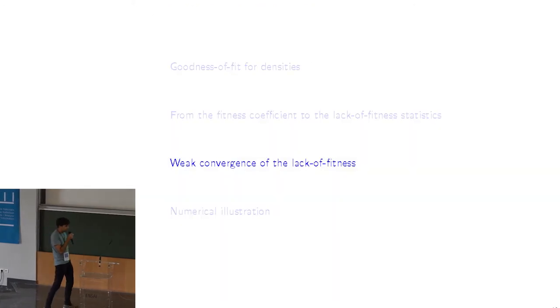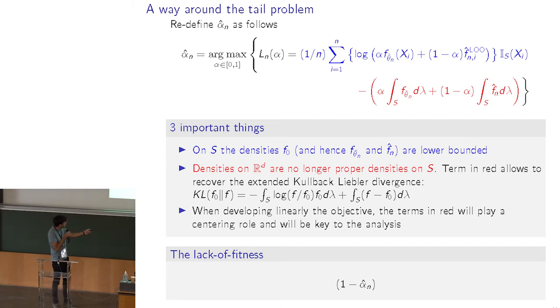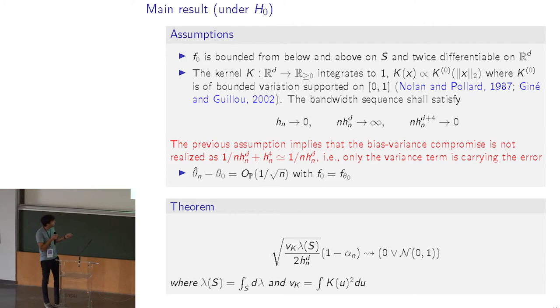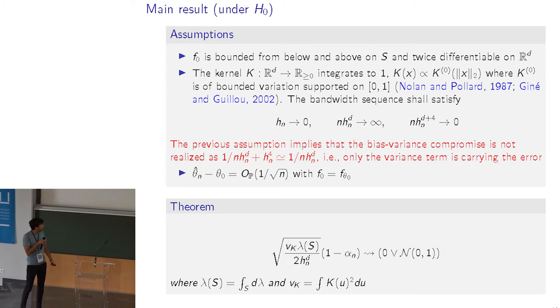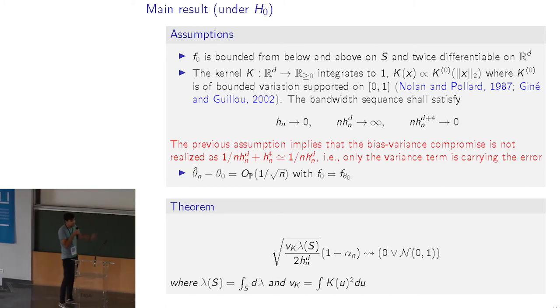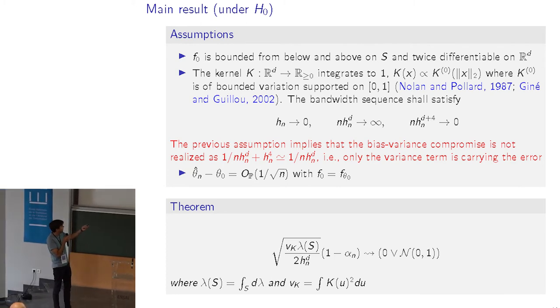Okay, so now I have introduced the lack of fit. The lack of fit is 1 minus alpha hat. And now comes our main result. So the main result is as follows. We have three different assumptions. The first one, as I said, is that on S, my density is lower bounded.